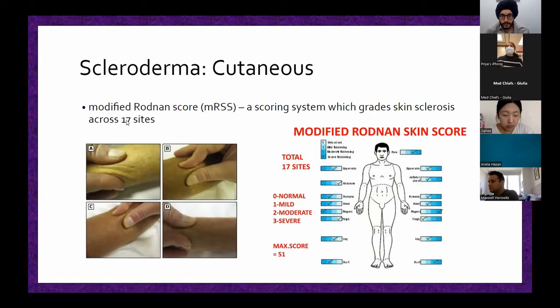So the modified Rodnan score is a tool which we use more in clinical trials and experiments for monitoring treatment for scleroderma. It is a measure of the thickness of the skin as normal, mild, moderate, or severe across 17 sites from head to toe. We don't have time to do this in the office for sure. But this is the concept of how to monitor response to treatment in terms of the skin over time, and also look for progression visit to visit.